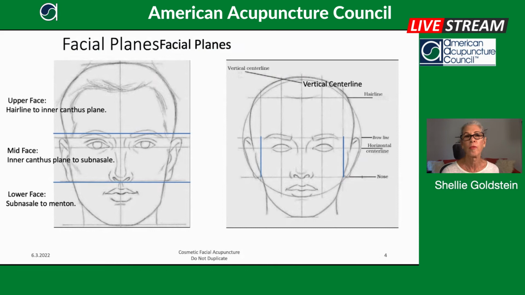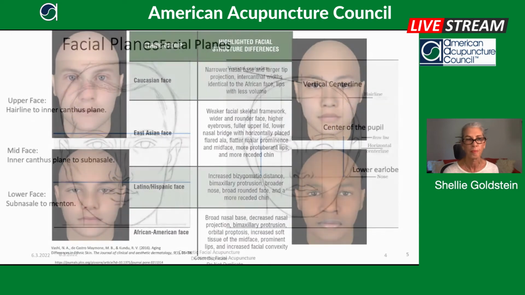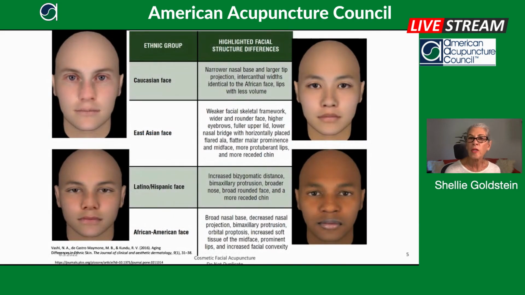And then we look at them from a vertical center line as well. So we have the very center, the vertical center line, and then moving out to the center of the pupil is the next vertical line. And then the third vertical line is right in front of the earlobe. So we go from upper to middle to lower, upper face, mid face, lower face, and then from the center line, moving out to the center of the pupil and then directly in front of the earlobe. And these are fairly standard. There are obviously some changes that occur with different types of faces.